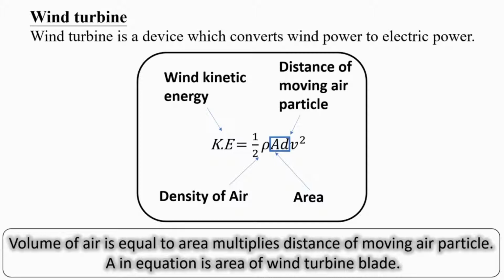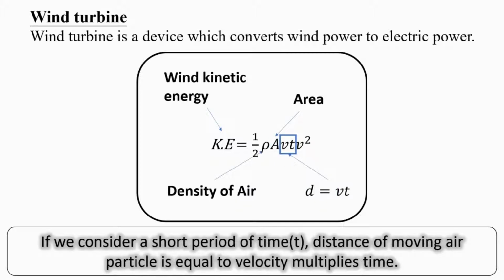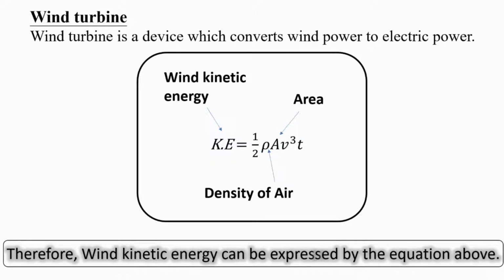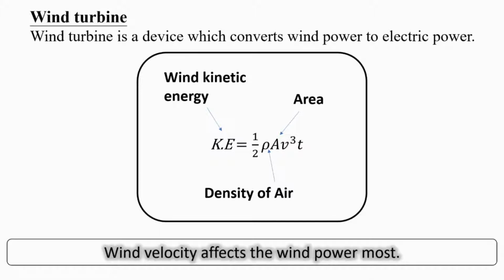A in equation is area of wind turbine blade. If we consider a short period of time t, distance of moving air particle is equal to velocity multiplies time. Therefore, wind kinetic energy can be expressed by the equation above. Wind velocity affects the wind power most.